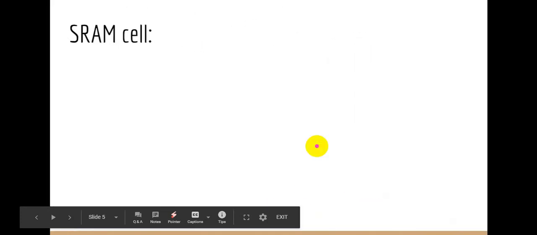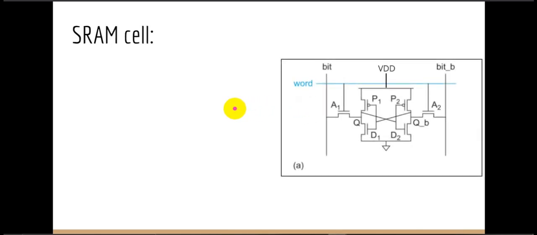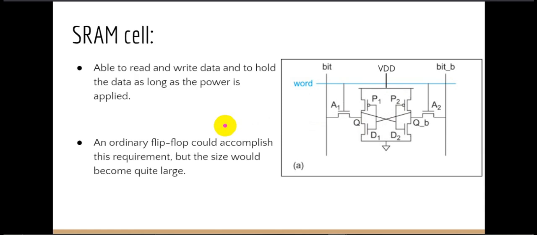Okay, so now the SRAM cell. A basic SRAM cell actually consists of 6 transistors. That's why we also call it the 6T SRAM cell. Among those 6 transistors, there are 4 NMOSes and 2 PMOSes. Basically, an SRAM cell is able to read the data, write the data, and also hold the data as long as the power is applied. That's why we call it volatile memory. This requirement can also be accomplished by an ordinary flip-flop, but compared to the flip-flop, the size is minimal.